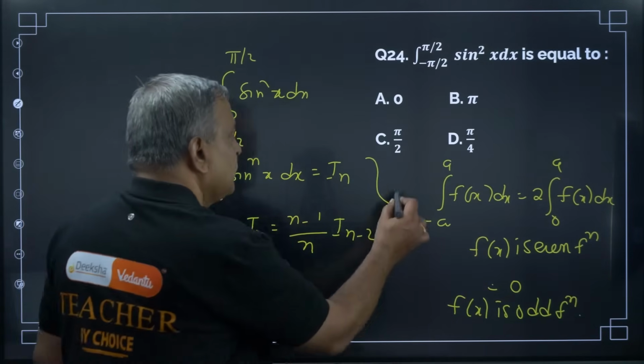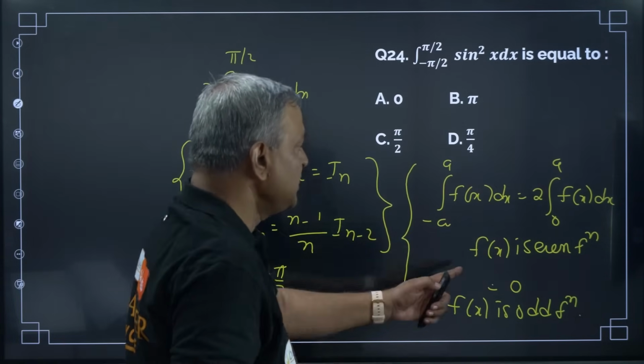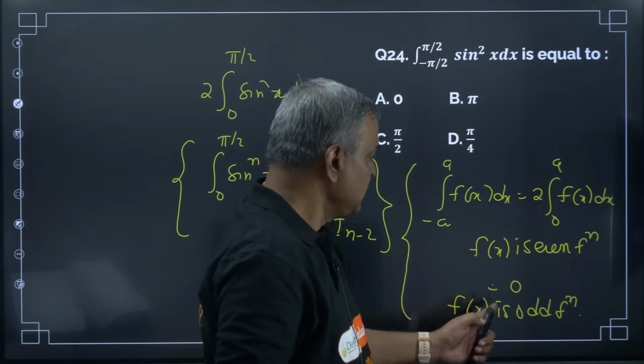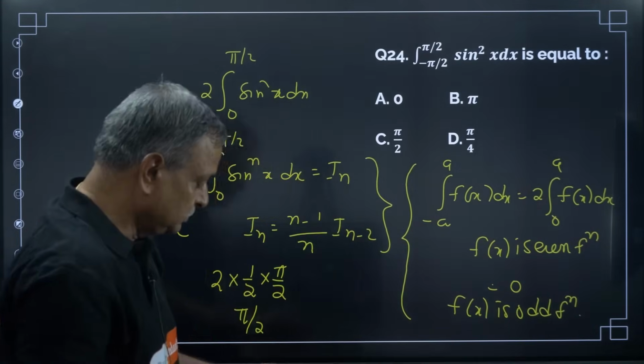So what is the concept? Whenever it is an even function, 2 times integral 0 to a of f of x dx. Whenever it is an odd function, it is 0.